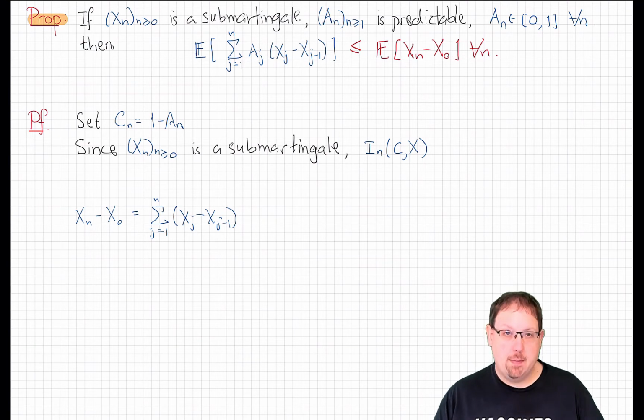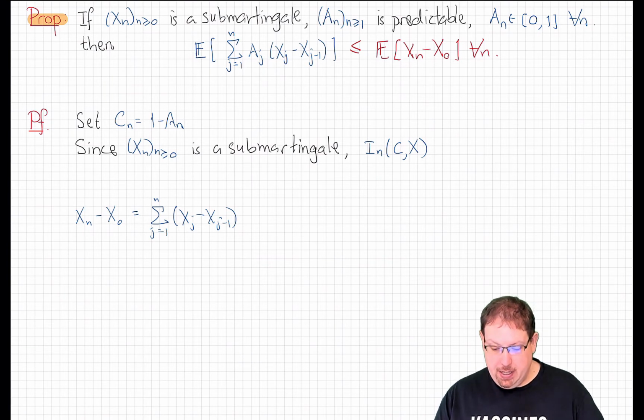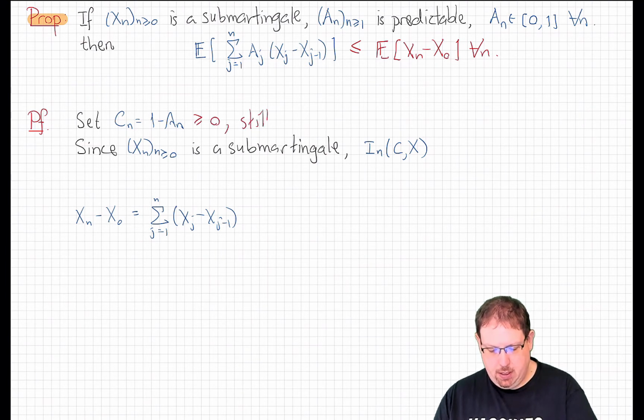To prove this, let's just take the complementary betting amount to whatever you do bet. Cn is 1 minus An, the amount that you have left over that you don't buy at each time step. Well, because An is in the interval from 0 up to 1, Cn is still greater than or equal to 0, and of course it is still predictable.